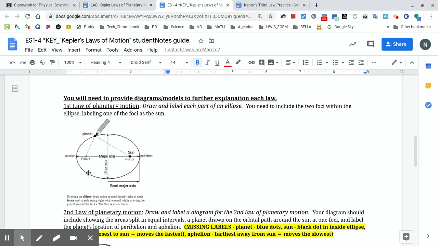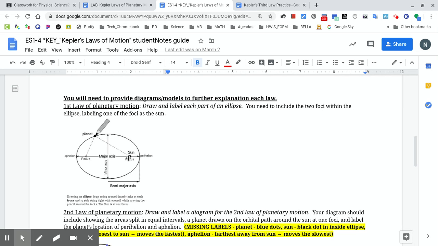So you draw an ellipse, whether you use the actual tool of using the push pins and the string and all that, you could do that, or you could just make kind of an oval type shape. All right, so parts of the ellipse that you need to include: the two foci within the ellipse, labeling one of them the sun. So you at least need to have your two dots. So you can draw it like this, two dots. One of those is the sun, maybe you make it look like the sun, and then you have your elliptical path around that. You don't really need anything else besides the sun.